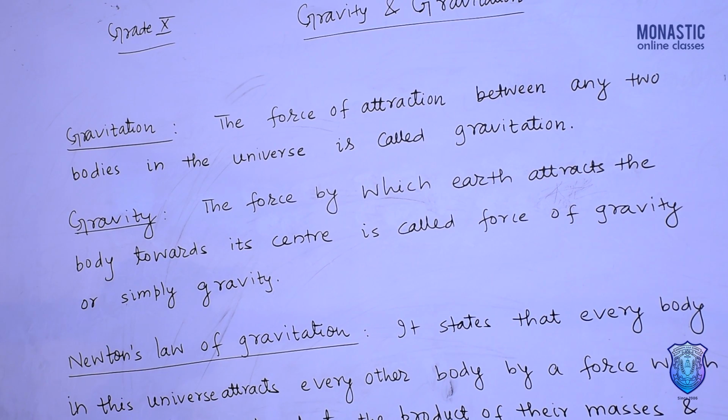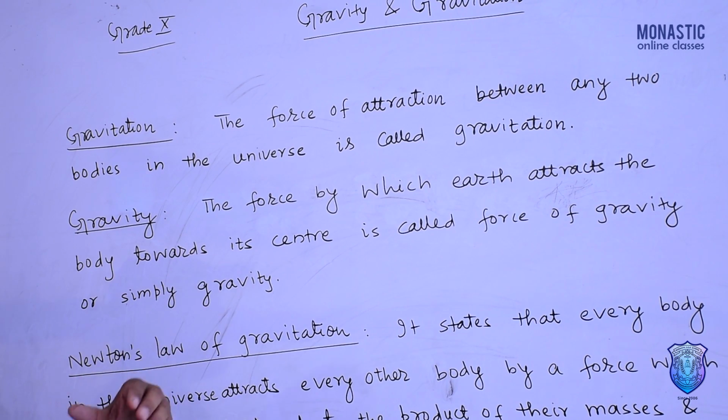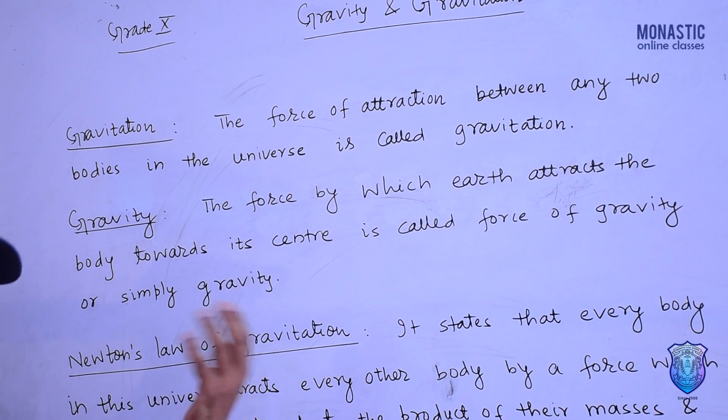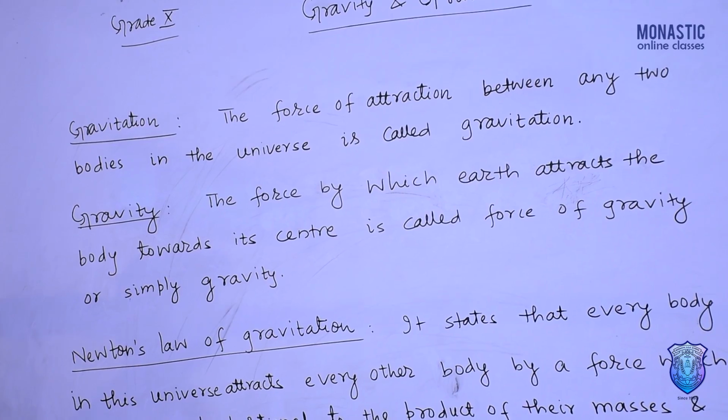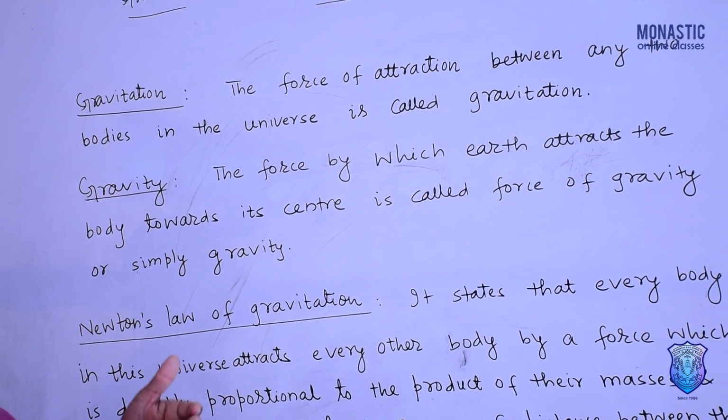Among them, if one body is heavier, like we and Earth, Earth is heavier than us. If one body is heavier, then it is called gravity. So here, if the heavier body is the Sun, then it is called the gravity of the Sun. But we are on the Earth, so we are discussing the gravity of the Earth here.